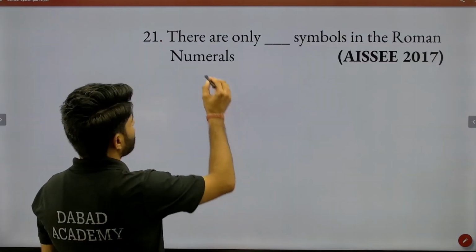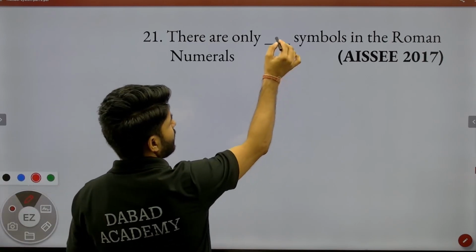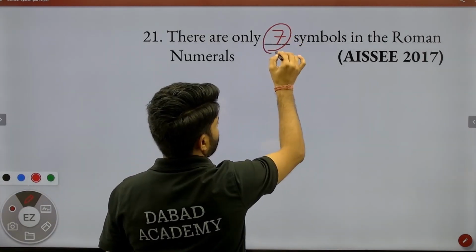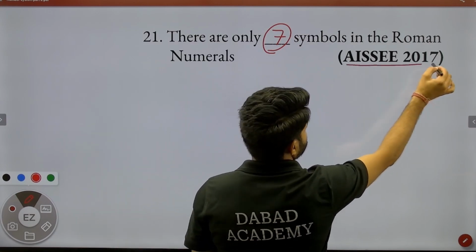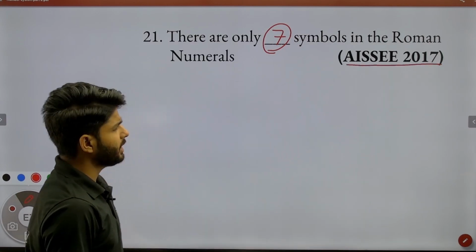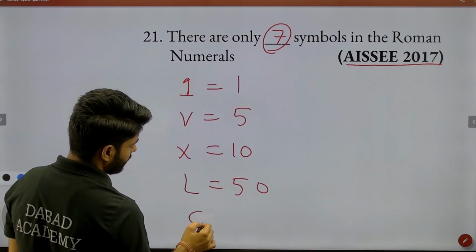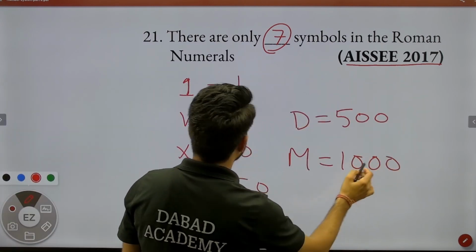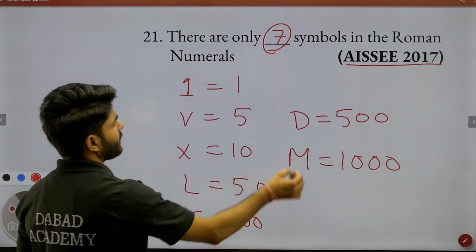Note it down. There are only 7 symbols in the Roman numerals. This is a question from the All India Sainik School Entrance Exam 2017, and these symbols are for 1, 5, 10, 50, 100, 500 and 1000. These are the 7 symbols in Roman numerals. So the right answer is 7.